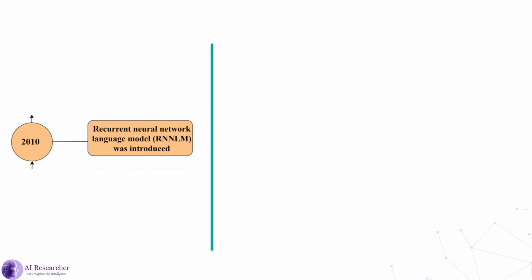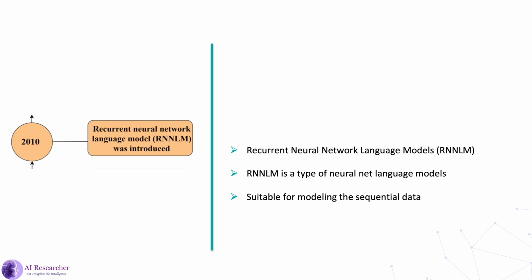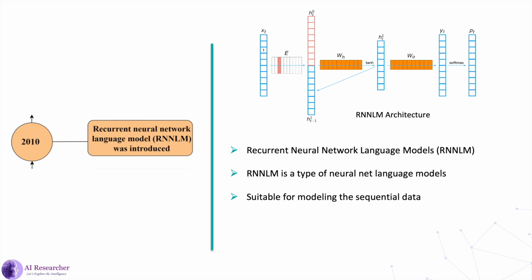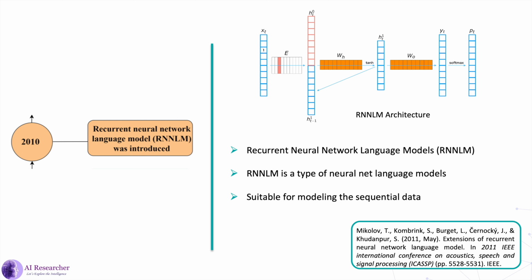After 2010, we enter into recurrent neural network models. These models are capable of remembering previous information, and it is a significant leap towards understanding context. A recurrent neural network language model is a type of neural network language model which contains a recurrent neural network, and we know that the recurrent neural network is suitable for modeling sequential data in natural language. You can also check the paper on the extension of the recurrent neural network model.